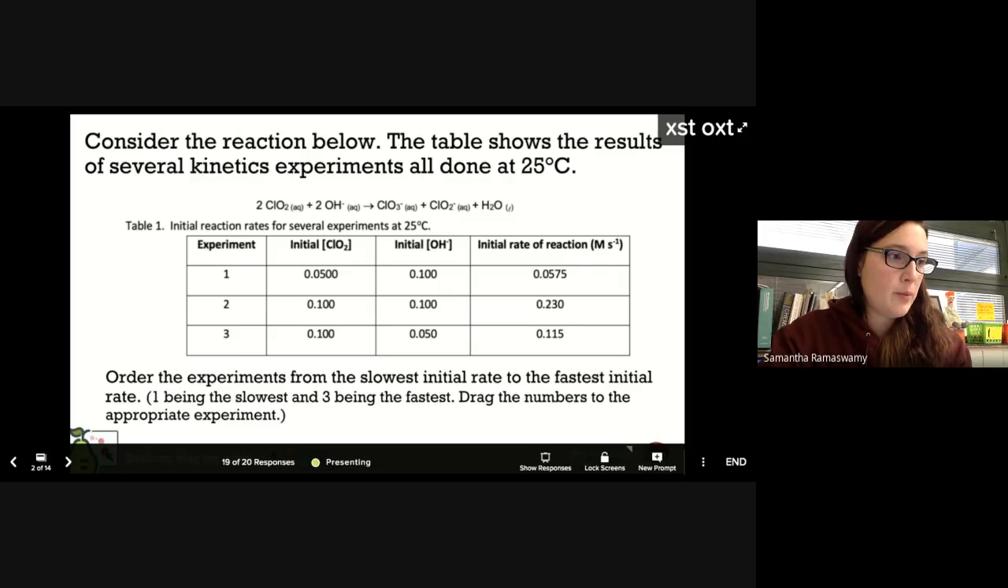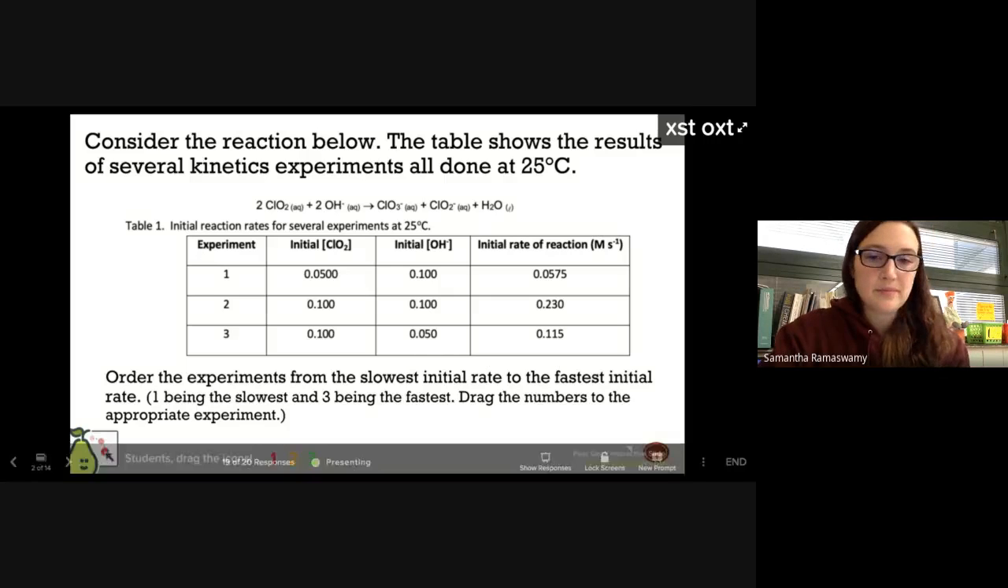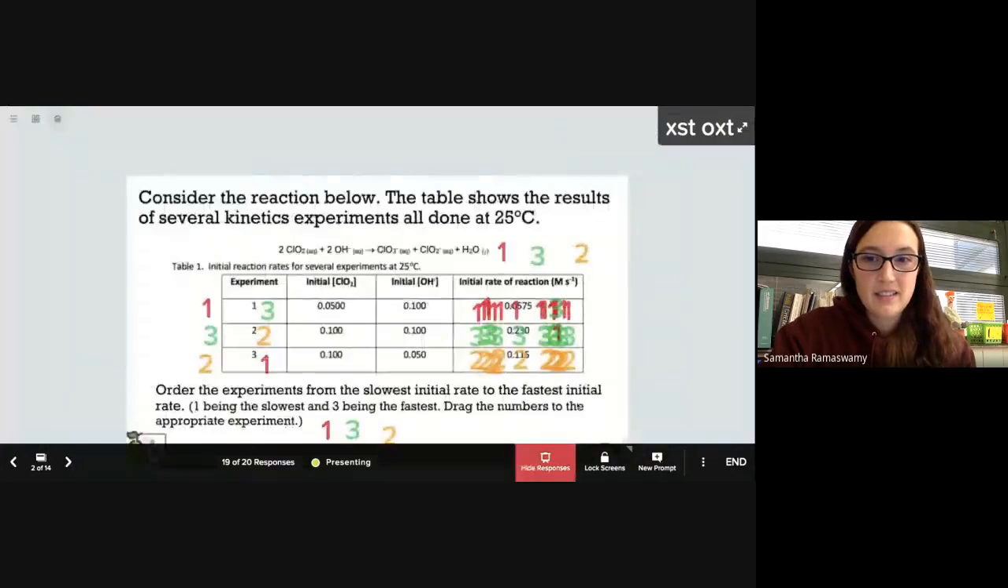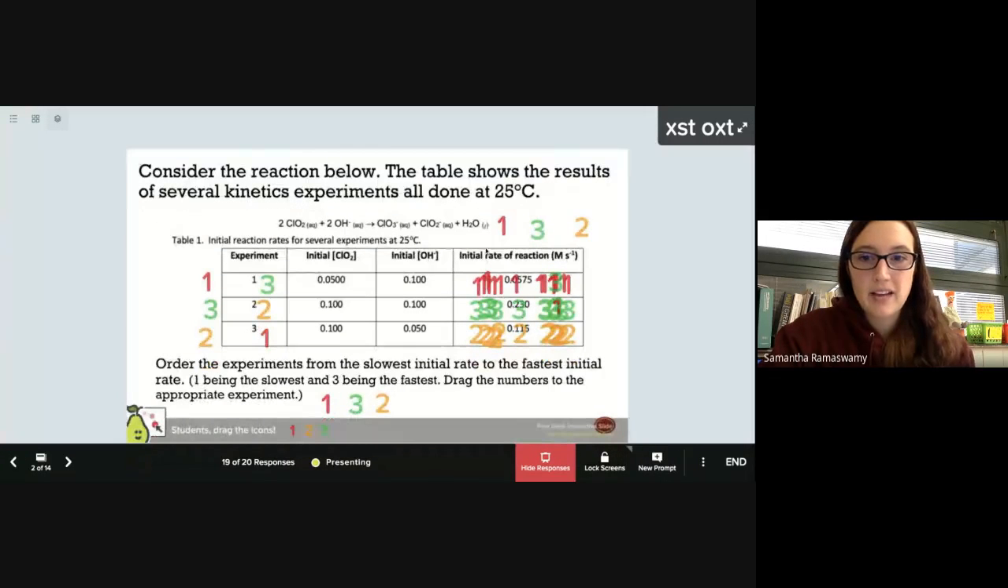Good, so I see a lot of people dragging and dropping in different places, which is fine. All right, so here's what I want to look at. Let's focus on the initial rate of reaction. It looks like a lot of the 1s, 2s, and 3s are overlapping. So experiment 1 is the slowest rate because the rate is 0.0575. 0.230 is the fastest rate because that's the highest number.